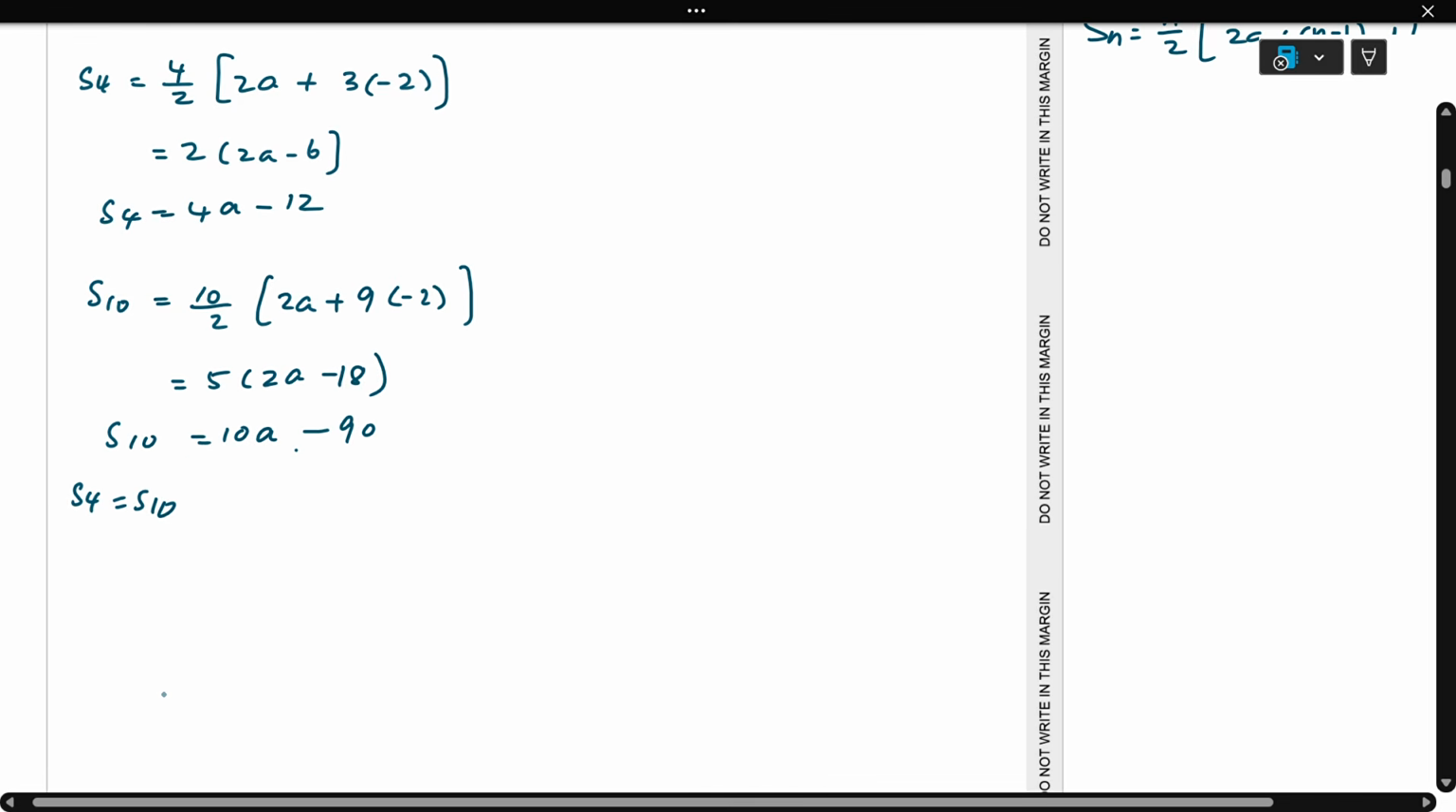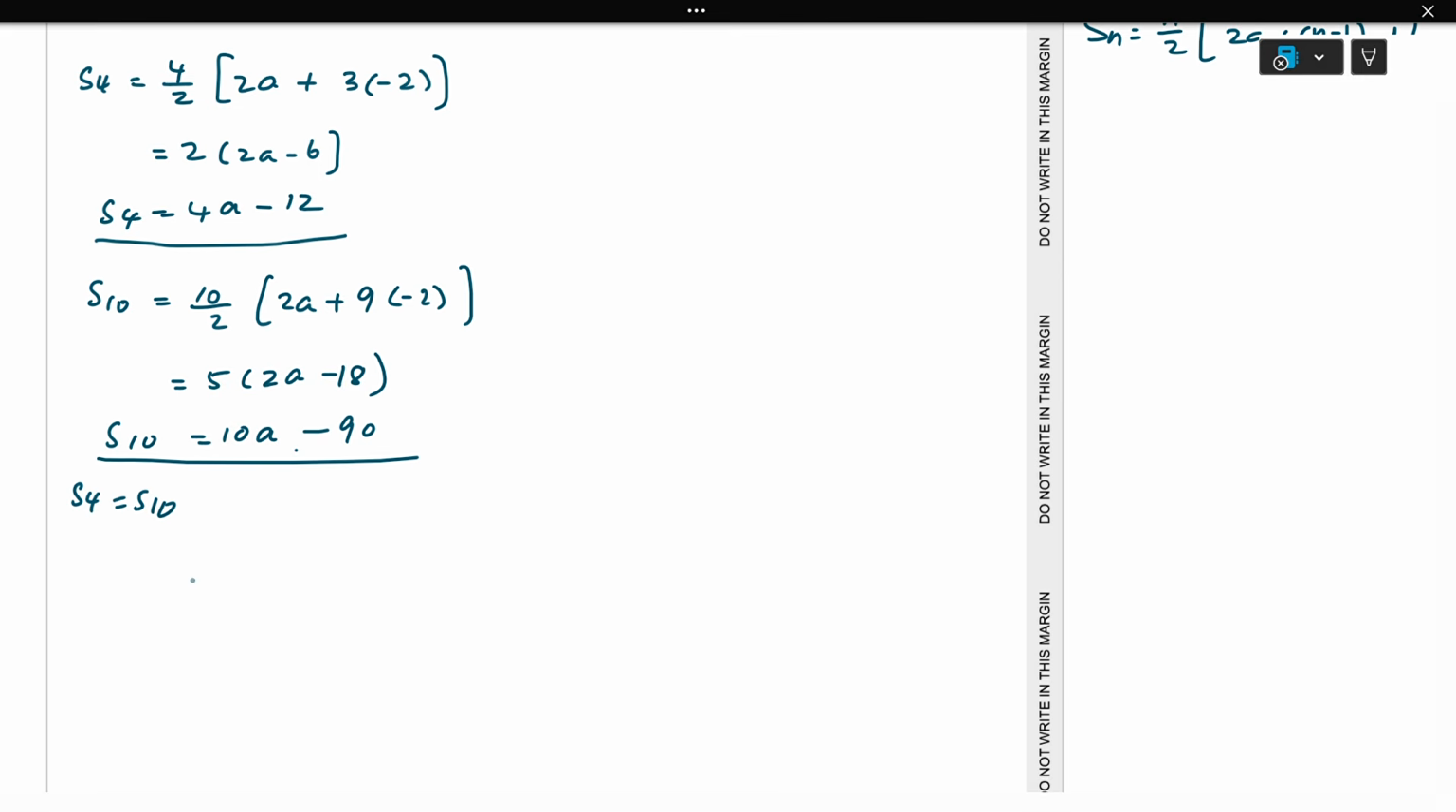It's given S4 equals S10, so I'll equate both of them. S4 is here, S10 is here. So 4a minus 12 equals 10a minus 90.